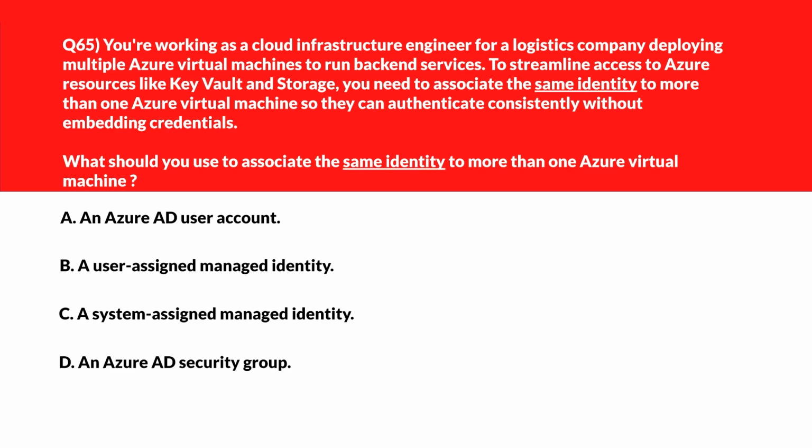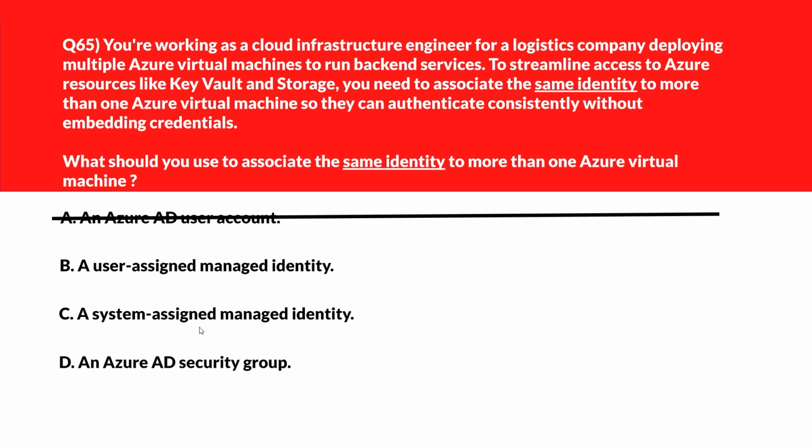Alright, now let's look at this question. This is all about identity. Option A says an Azure AD user account. Azure AD user account is not designed for workload identity bindings across virtual machines. Incorrect. We'll move to option B. B says a user assigned managed identity. A user assigned managed identity can be shared across multiple virtual machines for consistent access control. We'll keep it. Now let's move to option C.